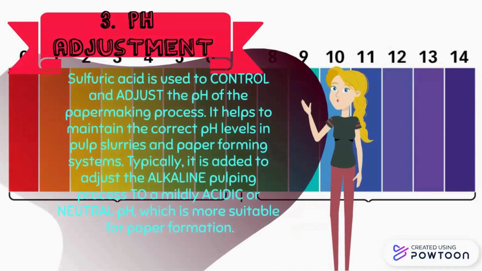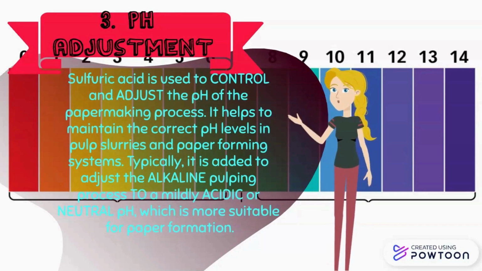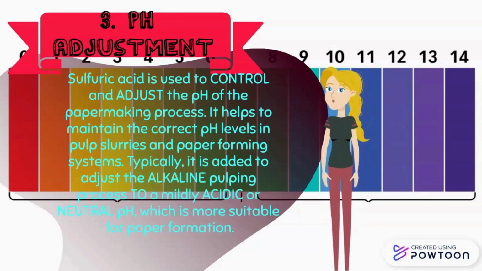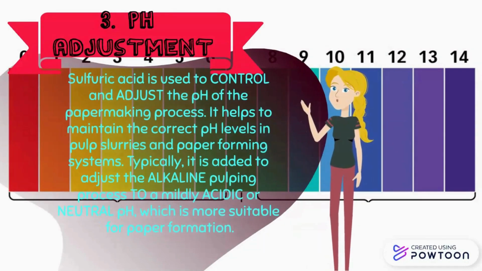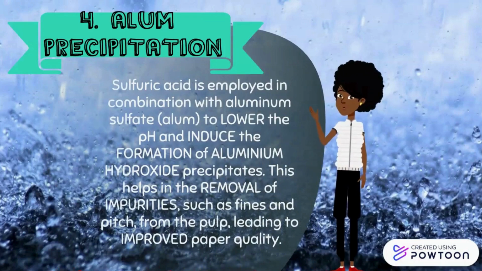Number 3, pH adjustment. Sulfuric acid is used to control and adjust the pH of the paper making process. It helps to maintain the correct pH levels in pulp slurries and paper forming systems. Typically, it is added to adjust the alkaline pulping process to a mildly acidic or neutral pH, which is most suitable for paper formation.